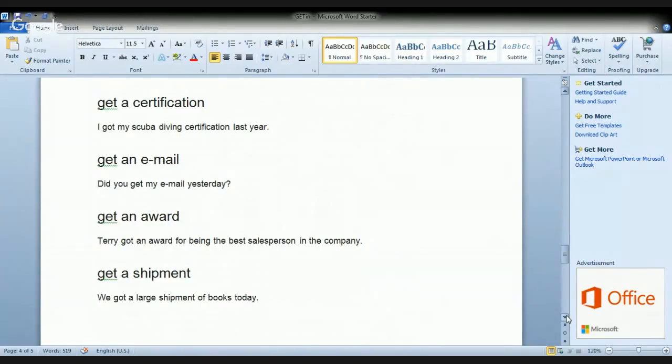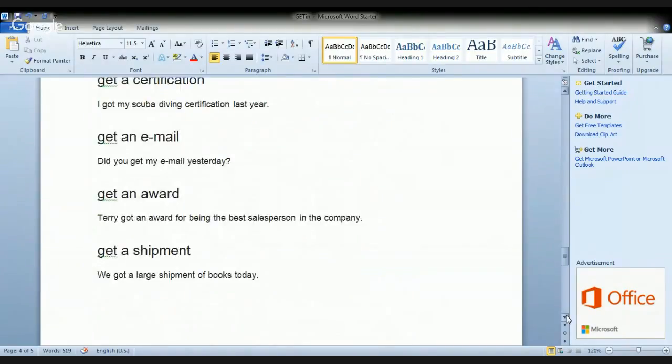The next is get an email. Did you get my email yesterday? Did you receive my email yesterday? The following example is get an award. So Terry got an award for being best salesperson in the company. So you received an award.